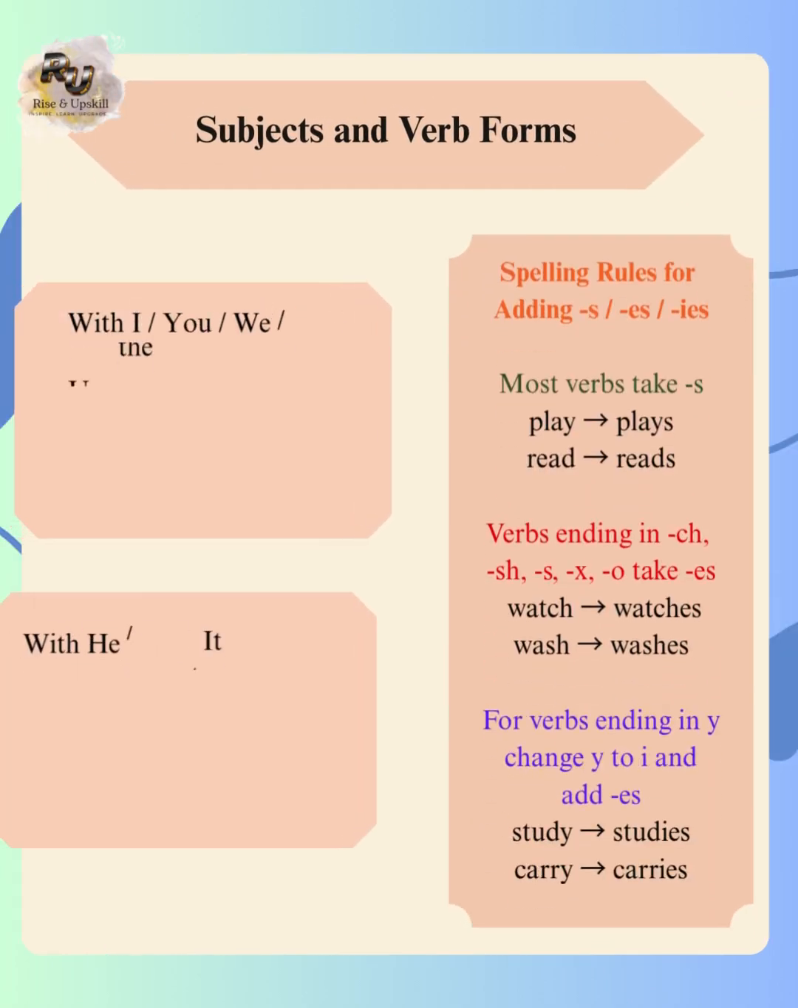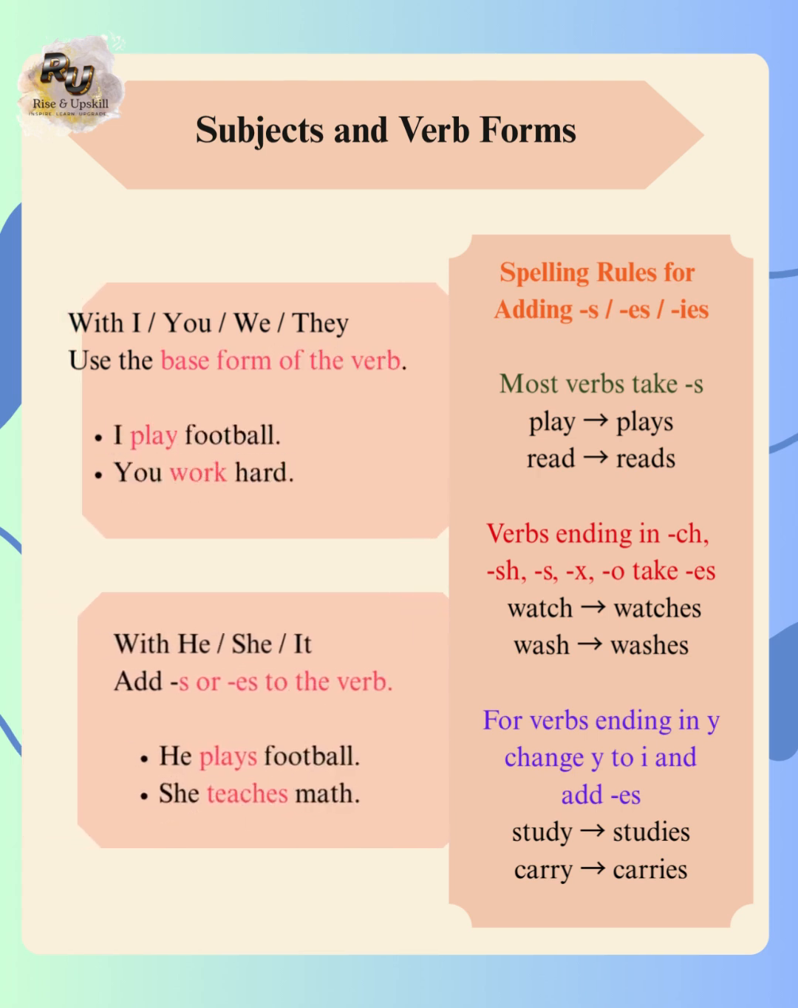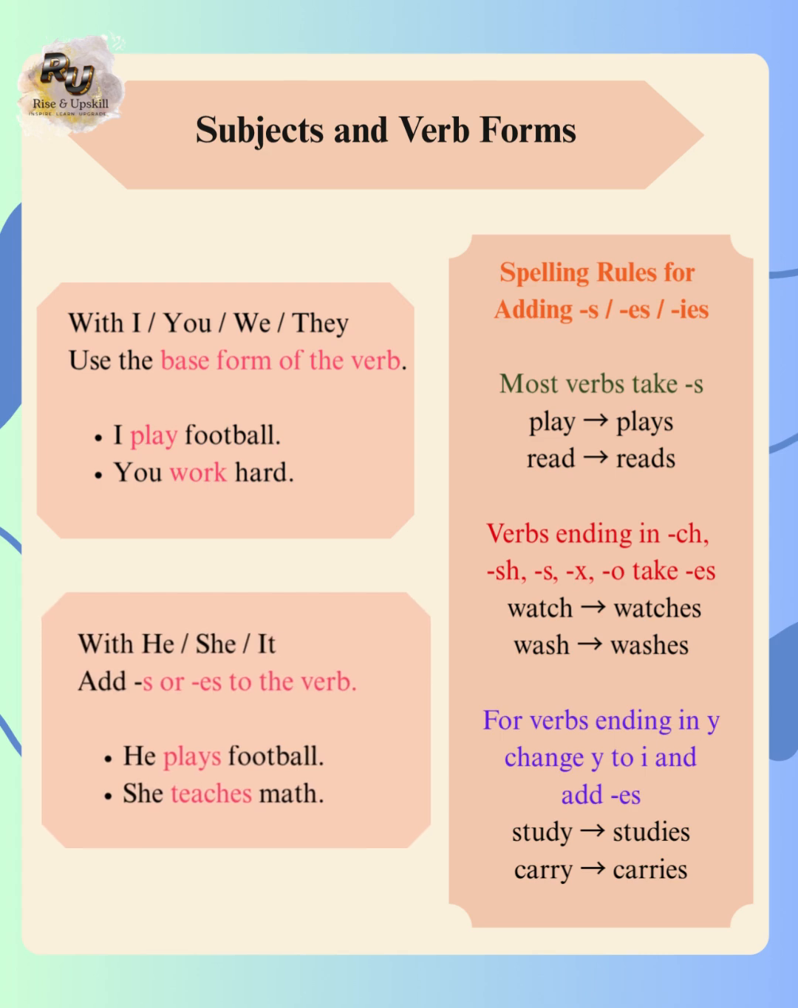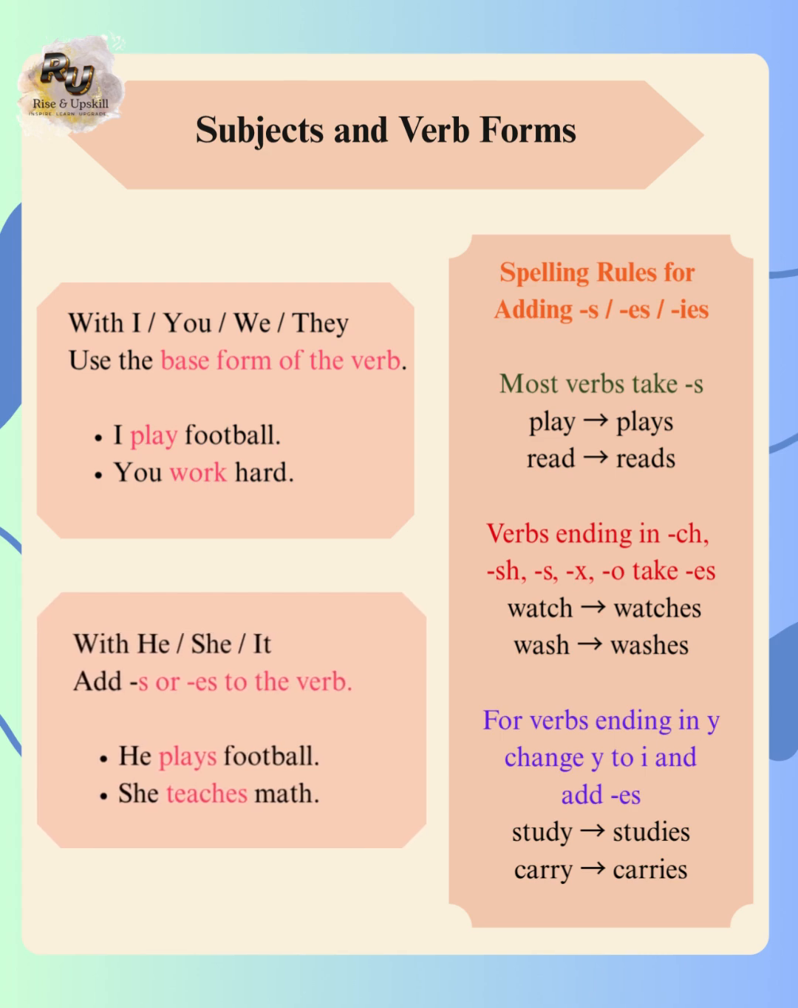Let's learn how verbs change with different subjects in the simple present tense. With I, you, we, and they, we use the base form or the first form of the verb. For example, I play football, you work hard. In these examples, play and work are in their base form. With he, she, and it, add s or es to the verb. For example, he plays football. She teaches math. In these examples, plays and teaches have s and es added, because the subject is third person singular.